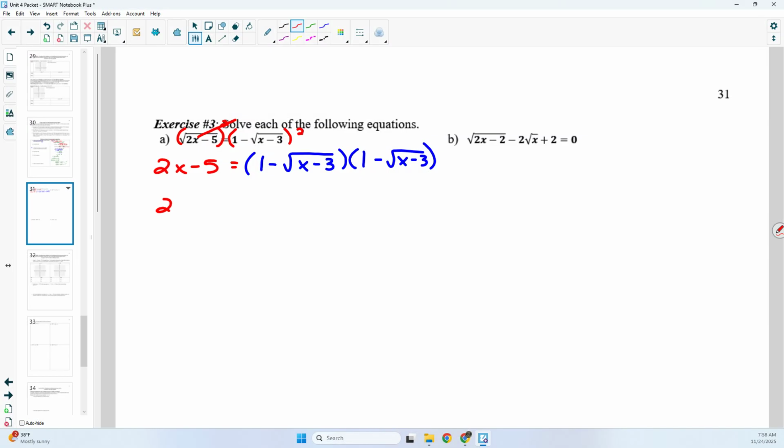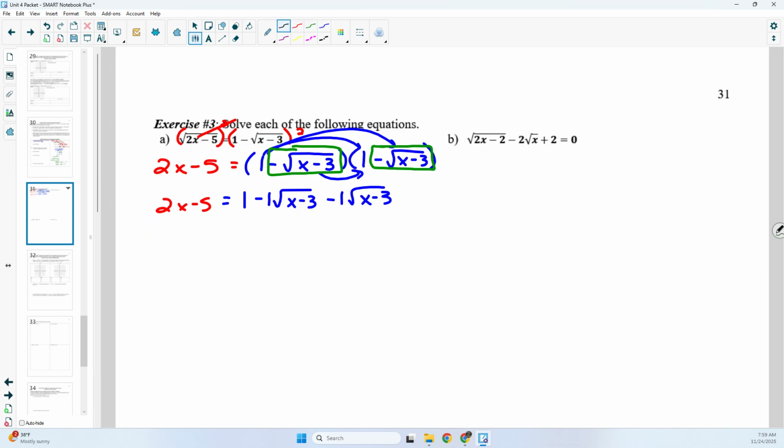So this side is staying. And this side, we have 1 minus 1 square roots of x minus 3. I don't really need the one, that's going to help me with the next step to see what I need to do. And then when I multiply a square root by itself, a negative times a negative is a positive, and then it's just going to become x minus 3 there.